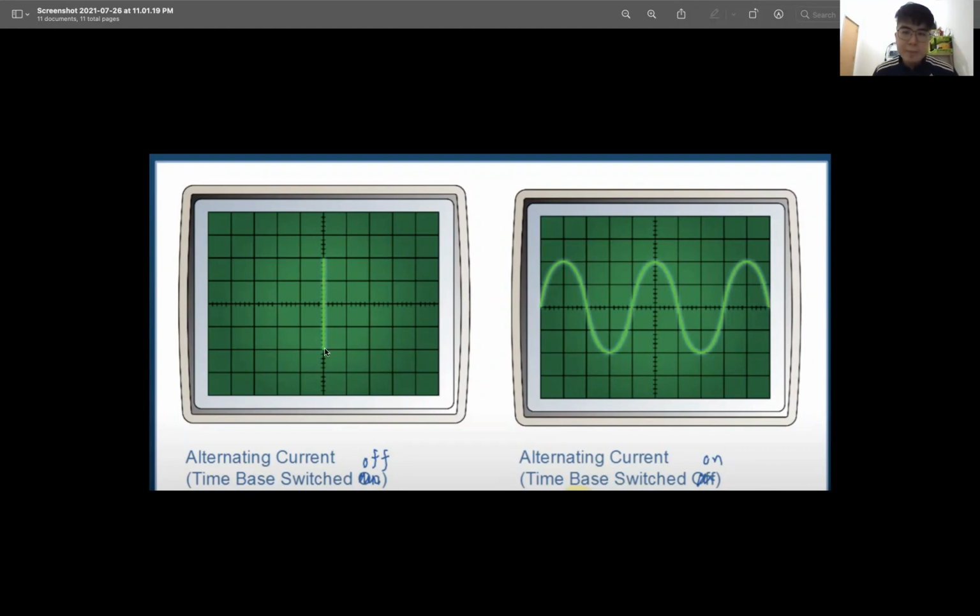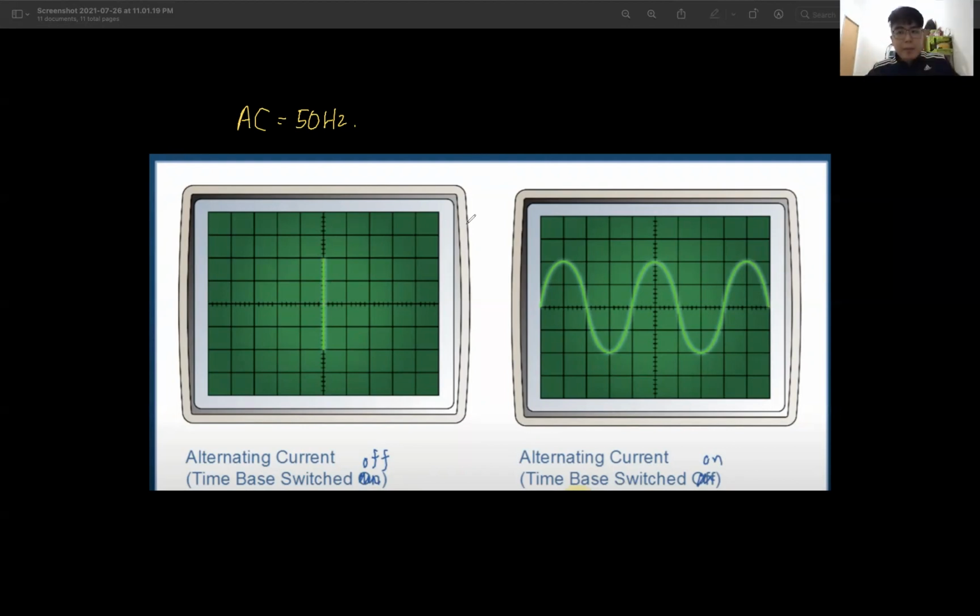Actually, the dot is moving up and down very fast because the frequency of AC current is 50 Hertz. That's very fast. Every second, it goes 50 cycles. So it goes so fast that you cannot see it. That's why you only see one vertical line. If the time base is switched off, then it just stays there like this. If I switch on the time base, then the Y plate goes up, down.